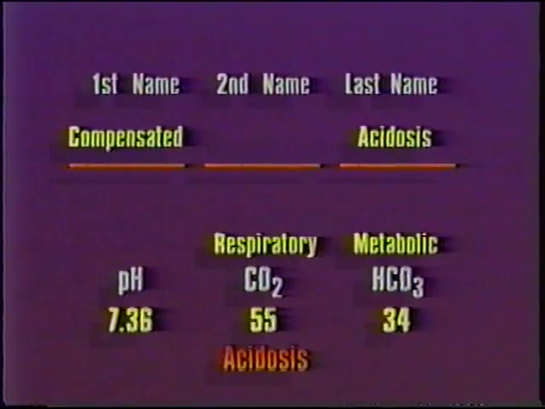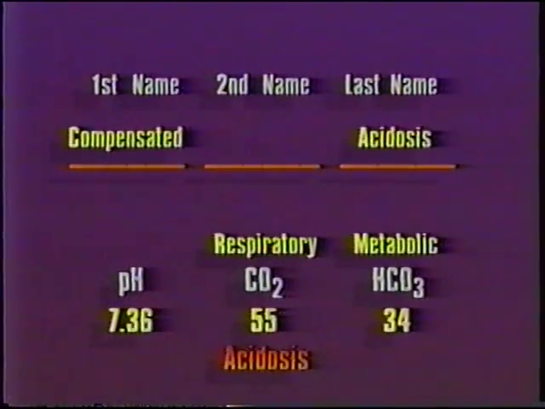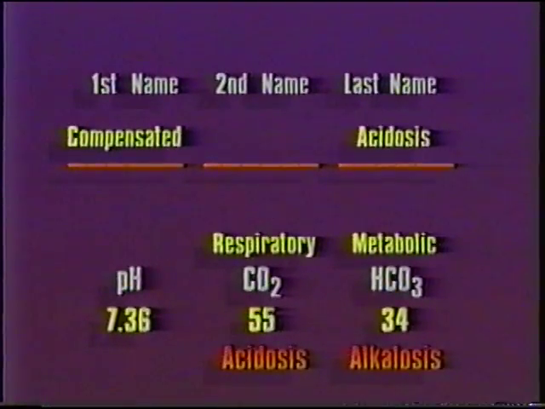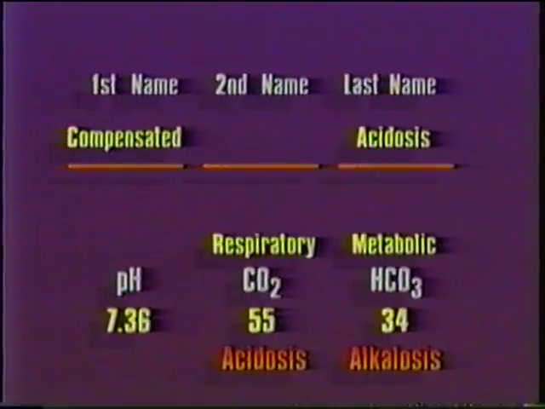of 55. Now look at the HCO3. It's 34. Is this acidosis, alkalosis, or normal? It's alkalotic, so write alkalosis beneath the HCO3 value of 34.